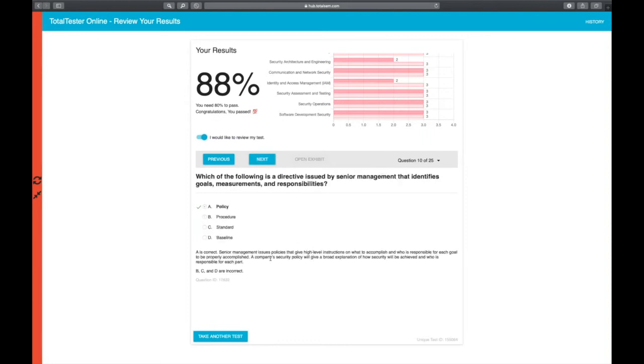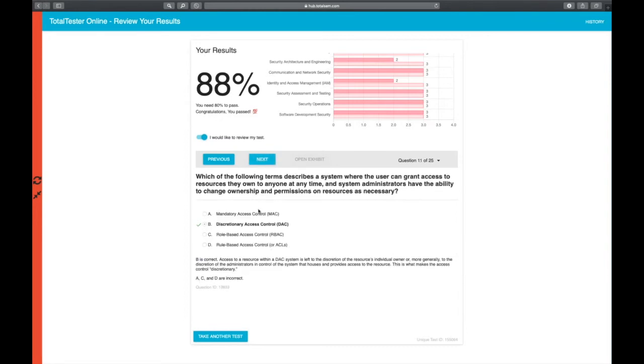Number 10, senior management issues policies that give high-level instructions on what to accomplish and who's responsible for each goal to be properly accomplished. Number 11, discretionary access control. Access to a resource within a DAC system is left to the discretion of the resource's individual owner, or more generally, to the discretion of the administrators in control of the system that houses and provides access to the resource.